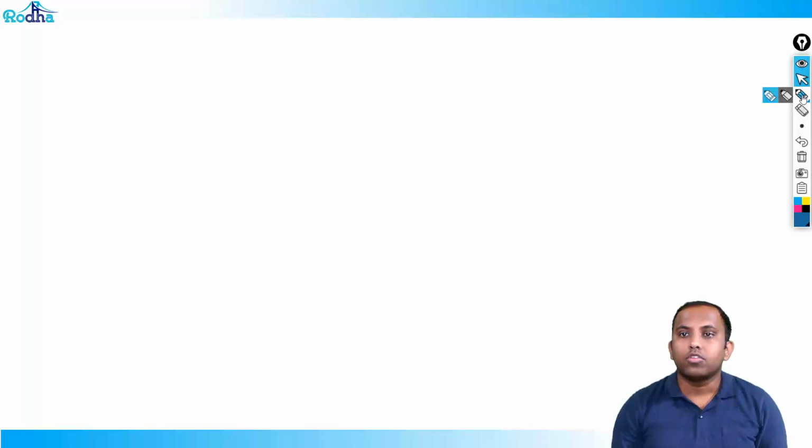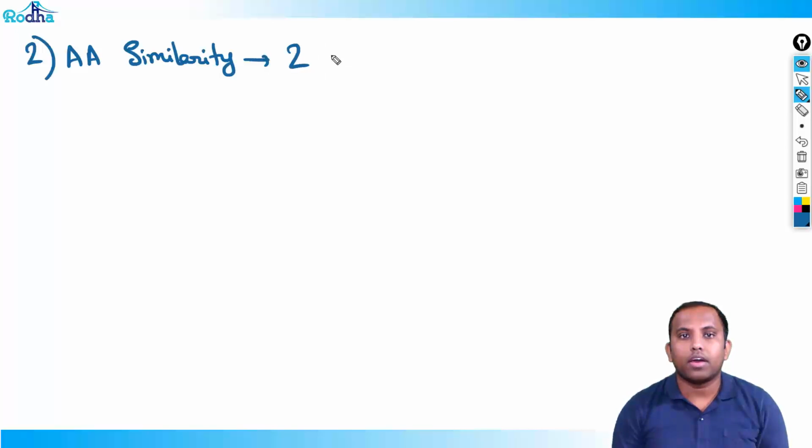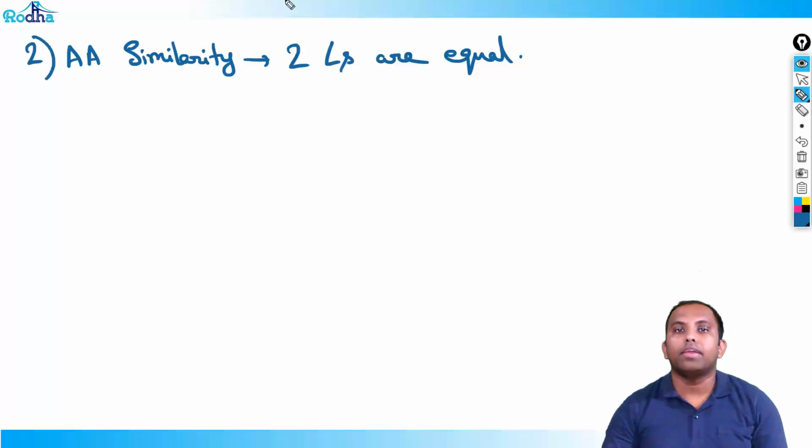So second one is AA similarity. Now what is AA similarity? AA similarity is when two angles are equal. Obviously, when comparing two triangles, two angles of one are equal to two angles of the other. That is AA similarity.